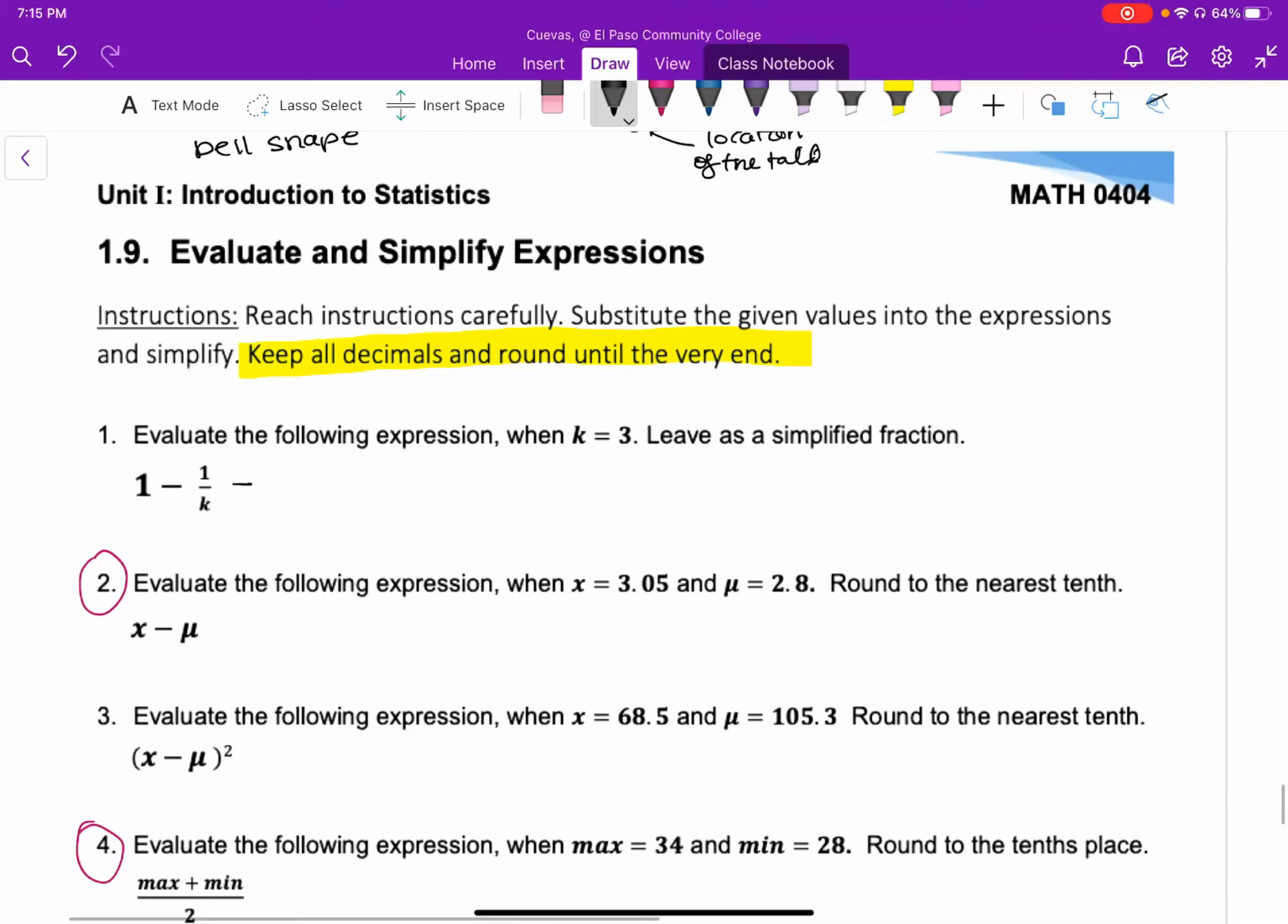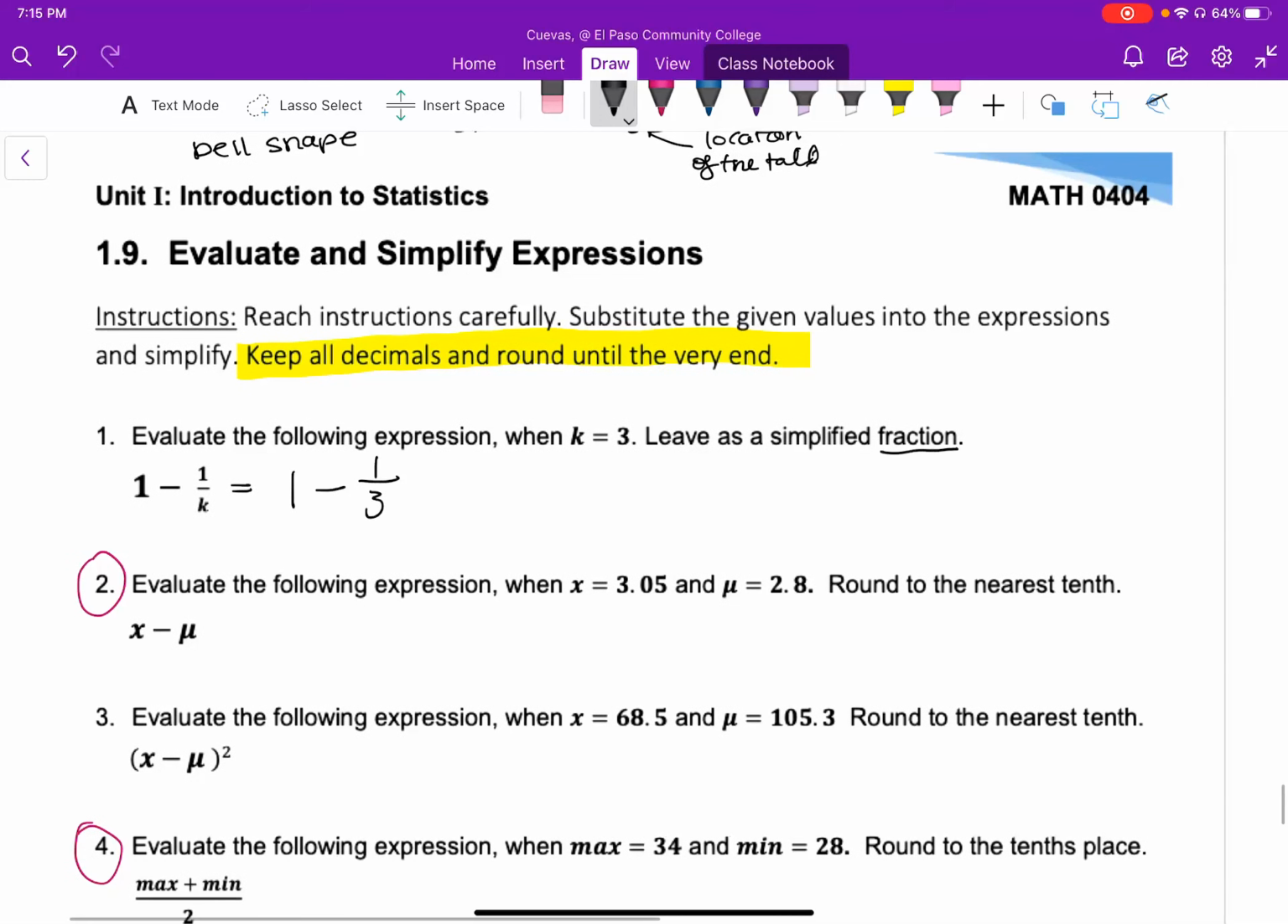All we have to do is substitute our values. So we have 1 minus 1 over, and k is 1/3. So we have 1 minus 1/3. We are looking for an answer in a fraction. Since the right term is a fraction, let's make the left one a fraction. So I'm going to do 1 over 1. Remember, any number over 1 is a fraction.